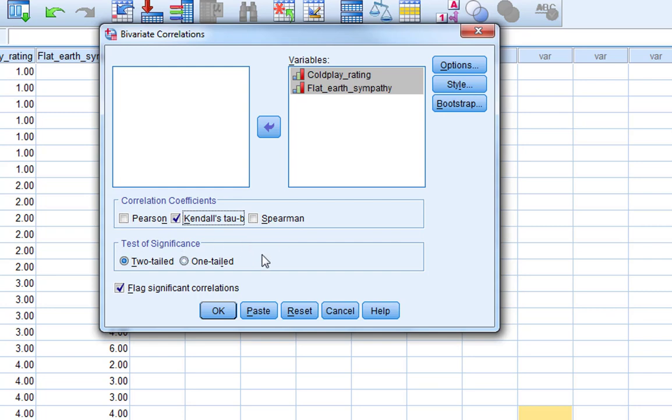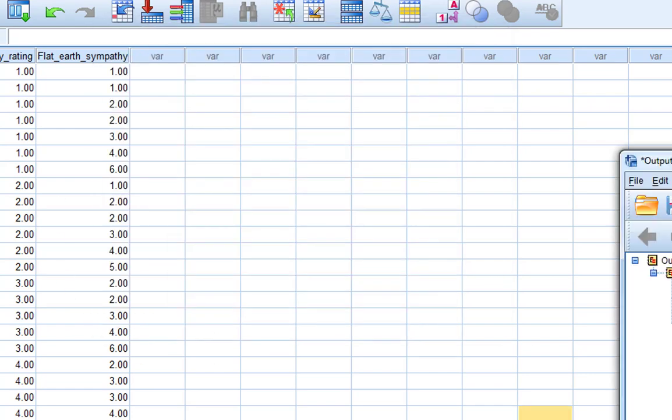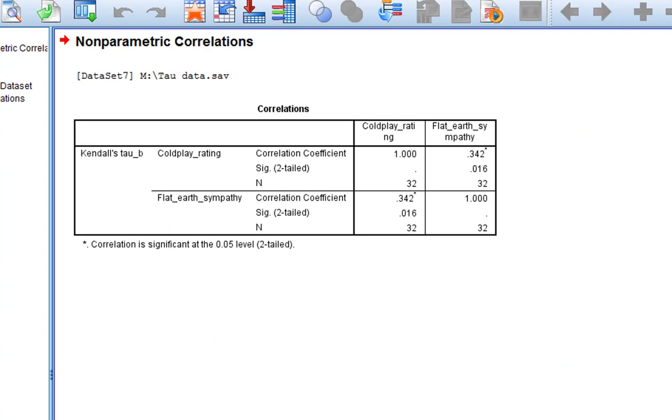Test of significance. As I've said in previous correlation videos, there are arguments over whether you should use one or two tailed tests. We're going to stick with just the two tailed test in this case, and we'll keep flag significant correlations, so we'll just put stars next to significant correlation coefficients. And again, that's all we need to do. Then we click OK, and this gives us our Kendall's tau output.